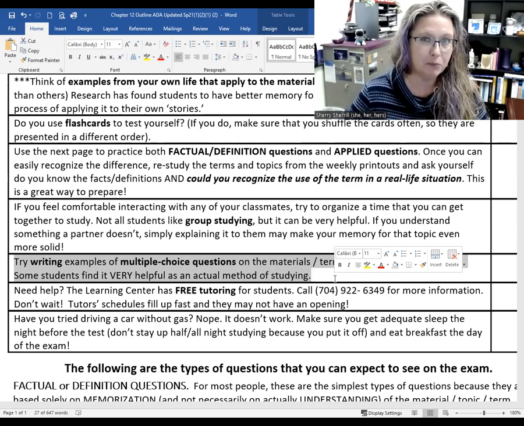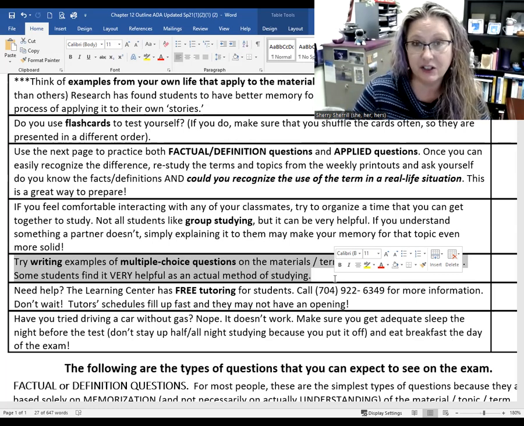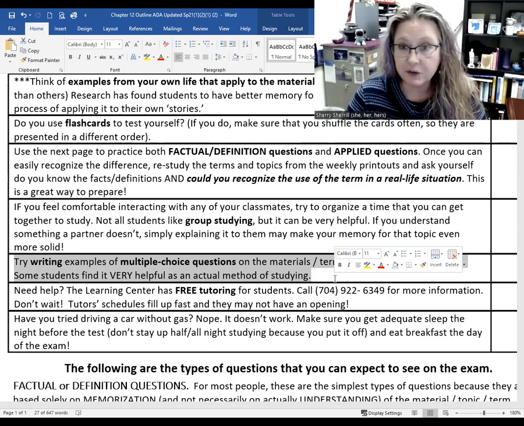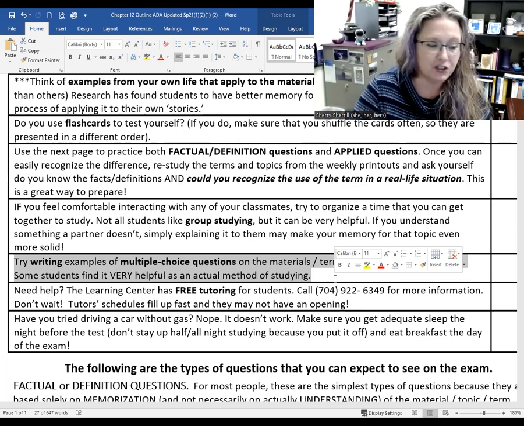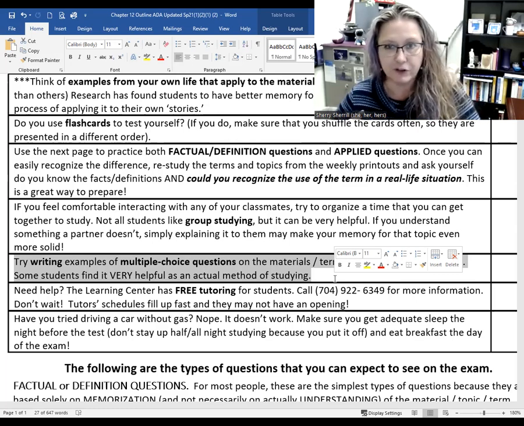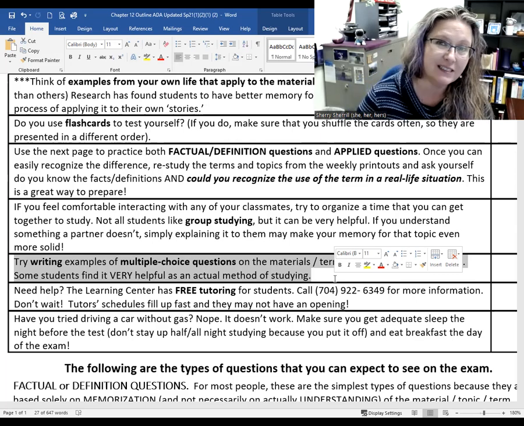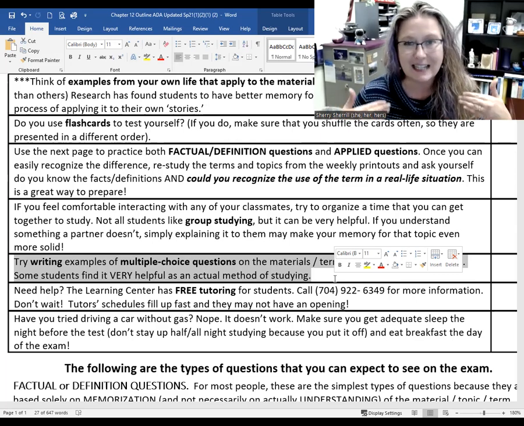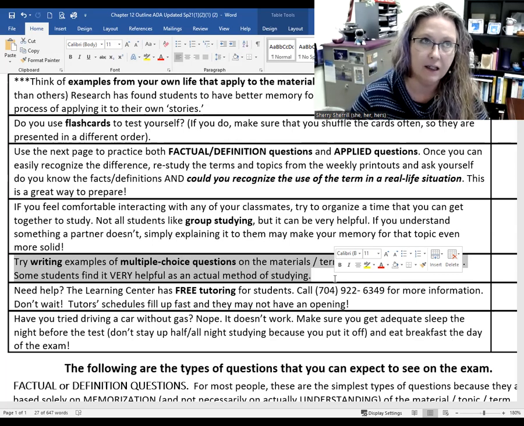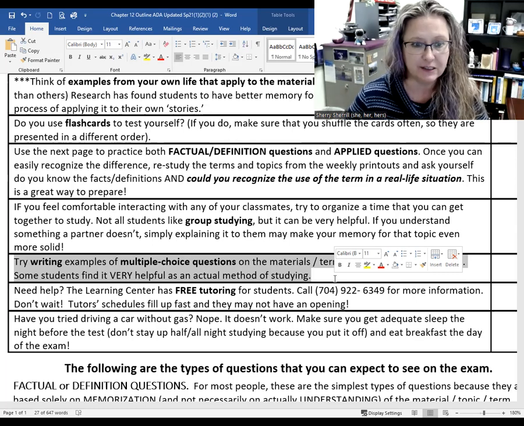Try writing examples or thinking about it. If you get into a study group, maybe one person writes a bunch of multiple choice questions for this chapter, another person writes them for this chapter, and then switch and actually test one another and see if your mind is in that place where you can think how you're going to be tested. And that makes taking the test so much easier.